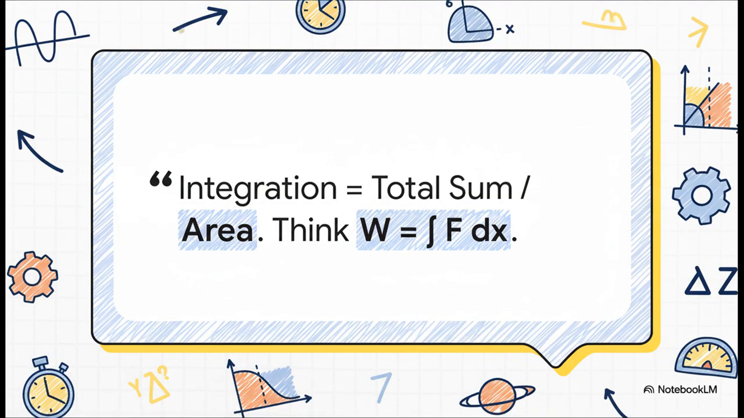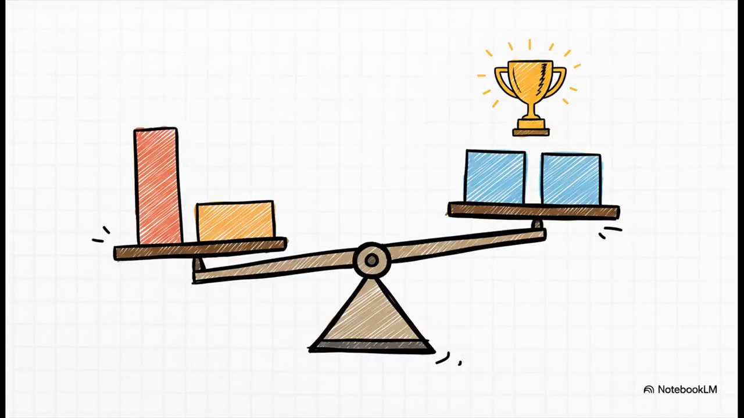Tool 2, the total accumulator. Its job, finding the total sum or the area under a curve. A classic example, work equals the integral of F dx. And for our peak optimizer, you gotta remember that killer shortcut. To get the maximum product when the sum is constant, just make the parts equal. It is a simple trick that's a huge time saver.